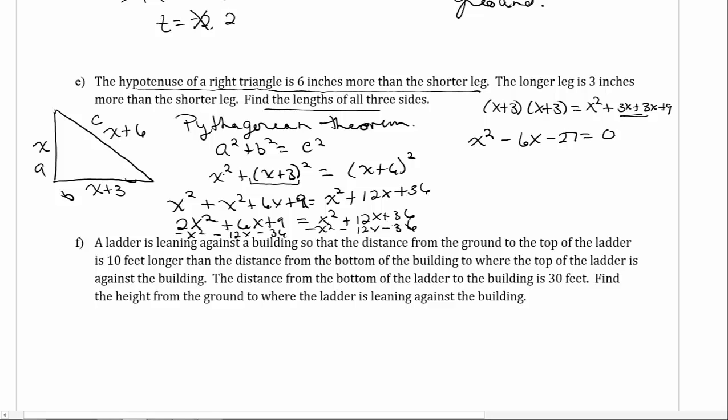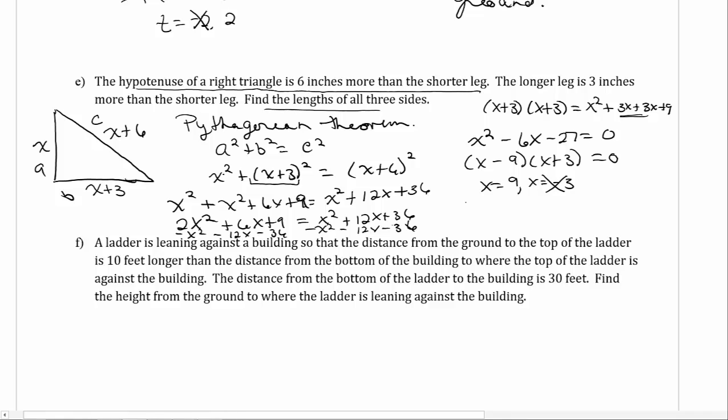So we need 0 on one side so that we can either factor or use the quadratic formula, and it looks like this one will factor as x minus 9 times x plus 3, and so we get x equals 9, and from this one we get x equals negative 3. Negative 3, however, is not going to make sense because x is the length of one of the sides of the triangle, and you can't have a negative length.